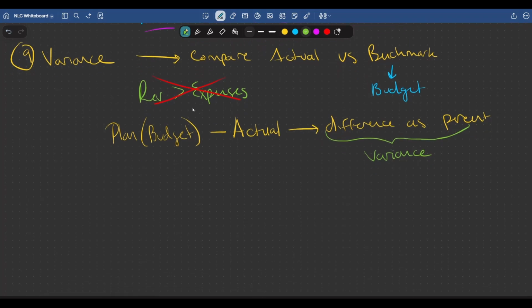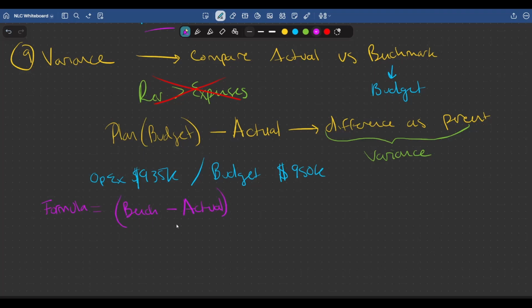So let's make this more concrete. Let's say for that unit that we've been talking about, we already said that our operating expenses were $935,000 for the month. What if our budget was $950K? Do we have a variance? Well, here's how we find out. The formula for a variance is your benchmark minus the actual, that's in parentheses, divided by the benchmark. That gives you the variance.